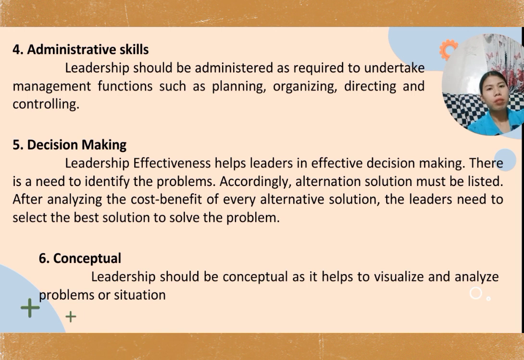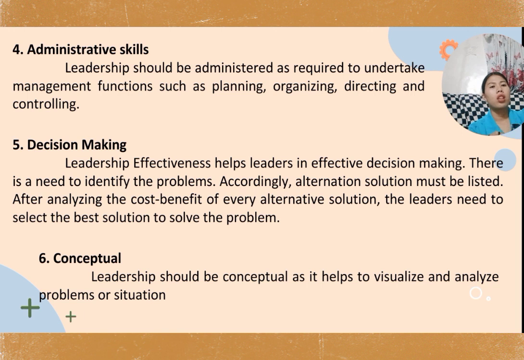So the fifth one is decision making. Leadership effectiveness helps leaders in effective decision making. There is a need to identify the problems. Accordingly, alternative solutions must be listed. After analyzing the cost benefits of every alternative solution, the leader needs to select the best solution to solve the problem. So as a leader, you must have this decision making. It is very effective that you as a leader have effective decision making.